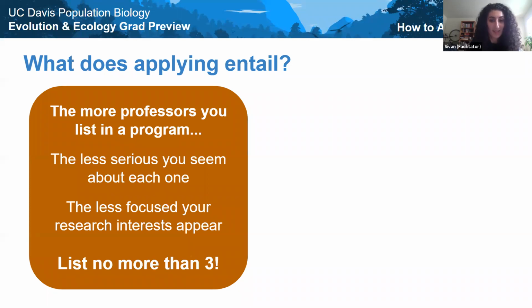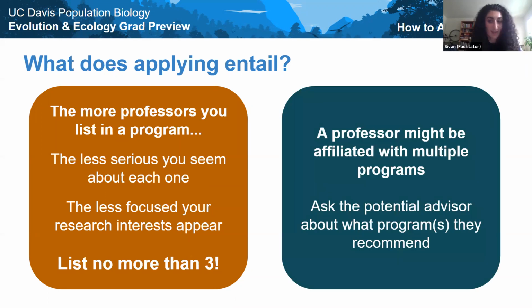So you should definitely not list more than 3 professors, and only list the professors whose labs you're genuinely interested in joining. Also, a professor that you reach out to might be affiliated with multiple programs. So it helps to touch base with this potential advisor ahead of time to see what programs they take students through and if they have a certain recommendation of where to apply. And sometimes people apply to multiple programs to work in one lab and decide later which program they'll actually join.